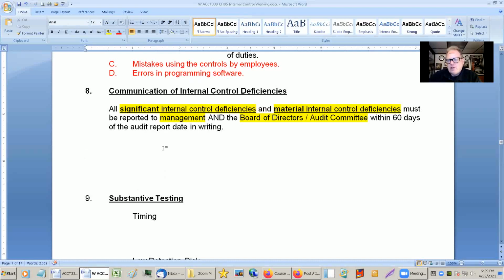Okay, so you come across a material weakness or a significant weakness in internal control. These are weaknesses.